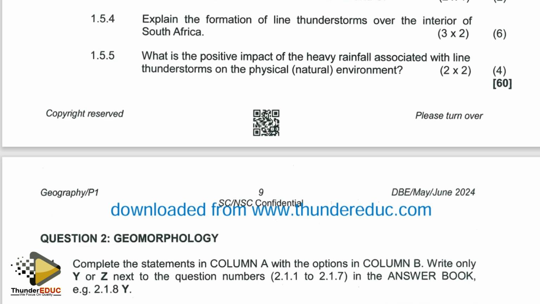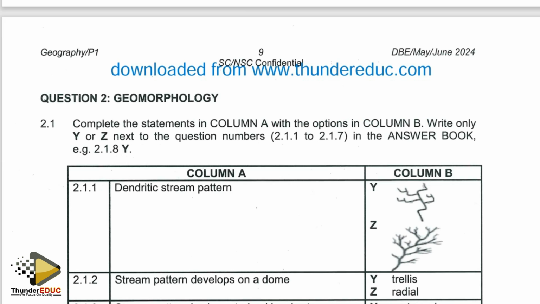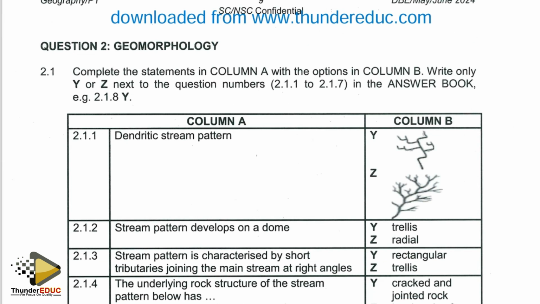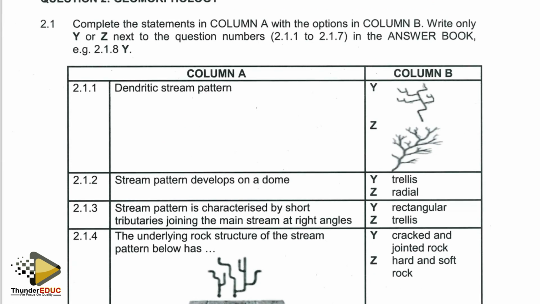Right, we quickly move on to the second question, which is geomorphology. Right, geomorphology, we are doing fluvial geomorphology. In this instance, we are looking at the study of rivers. Right, I will go through the questions as quickly as is possible. Right, we look at question number 2.1.1. This is a column question.